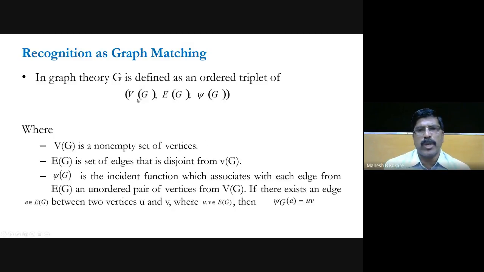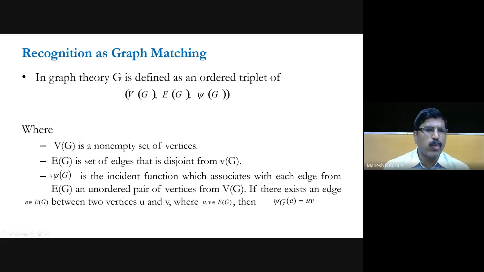So V of Z is the non-empty set of vertices, E of Z is the set of edges that is disjoint from V of Z, and psi of Z is the incident function which associates with each edge from E of Z an ordered pair of vertices from V of Z. If there exists an edge E belonging to E of Z between two vertices U and V, where U, V belong to V of Z, then psi Z of E equals UV. Right? So this will be clearer from the next example.